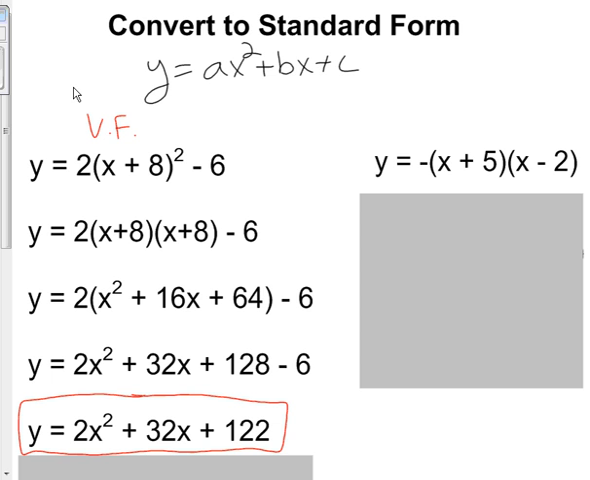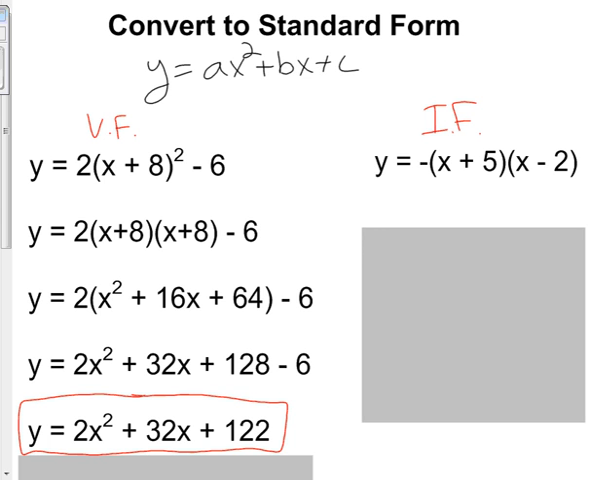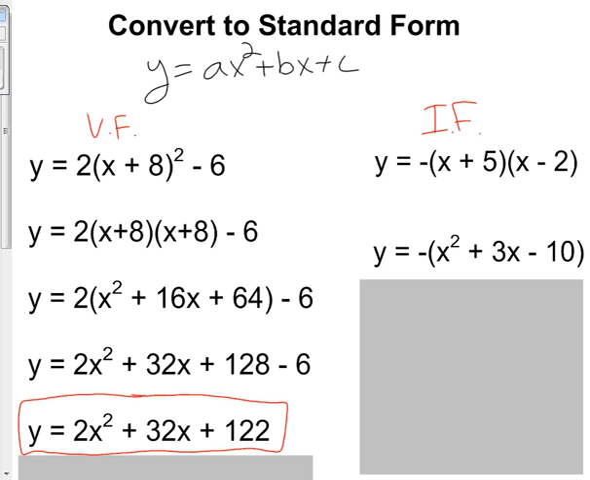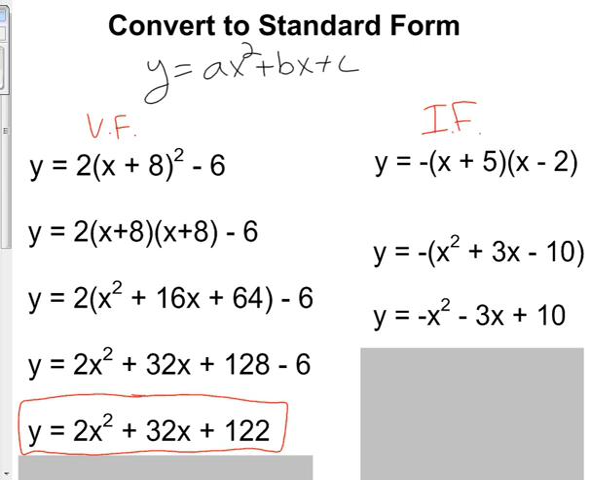Likewise, if we have intercept form, it's the same thing. It's the same process whenever you're converting to standard form. Just multiply everything out. Just make sure you follow order of operations. So here, I would just FOIL out the x plus 5, x minus 2. Keep that group in parentheses, and then distribute the negative to everything inside the parentheses. And now you have your standard form quadratic. So again, standard form, simplify the expression.